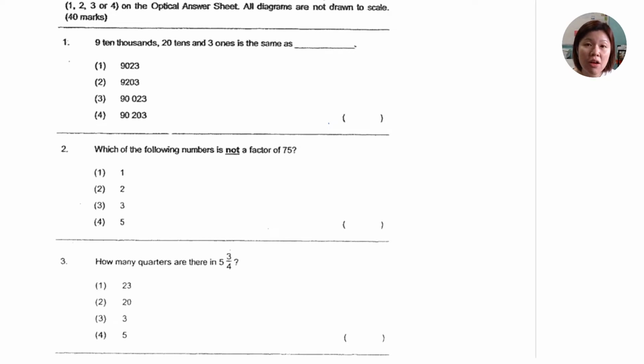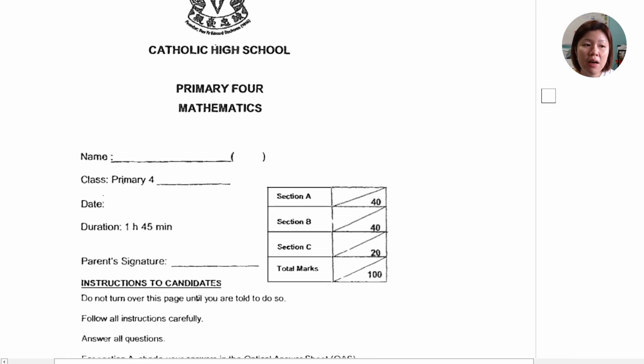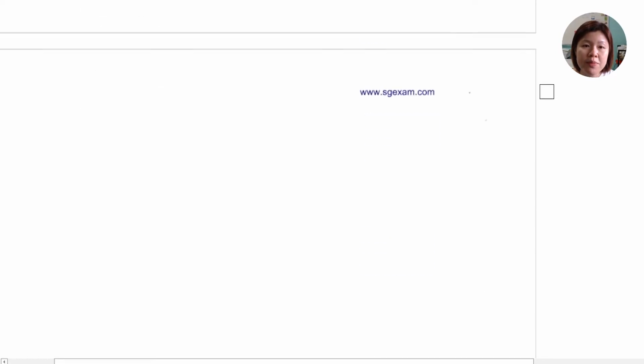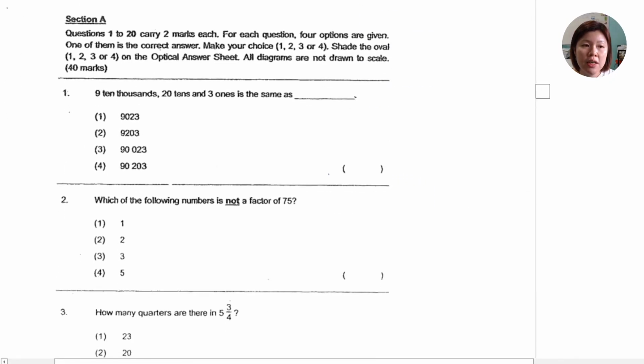Today we will start on Catholic P4 Catholic SA2 paper. I'll go through every step of each question with all the working that is needed to solve. Okay, so let's just begin with the first question here.